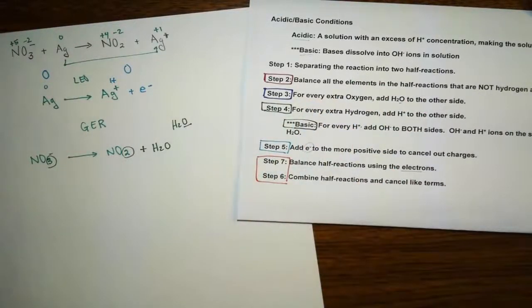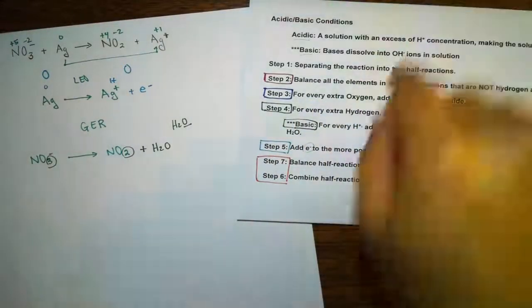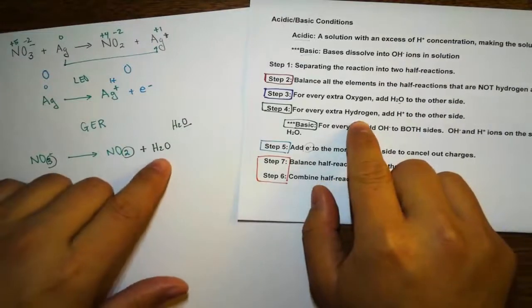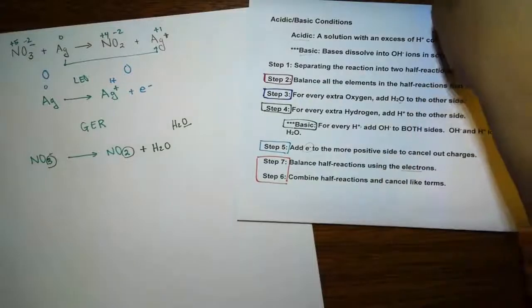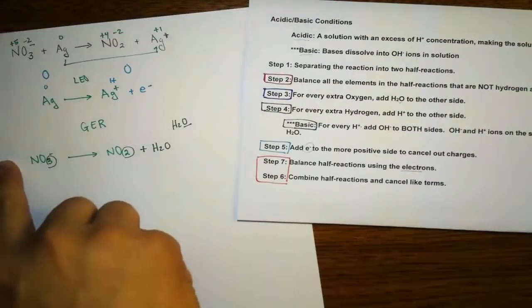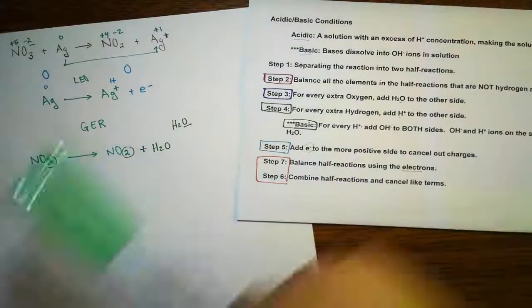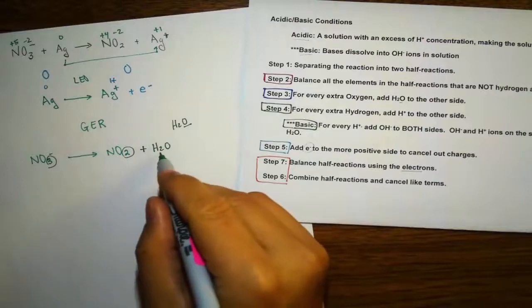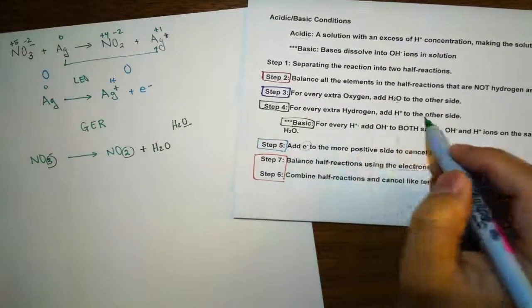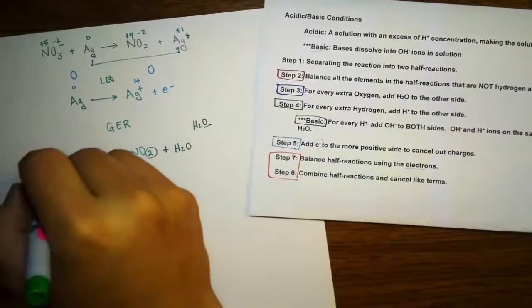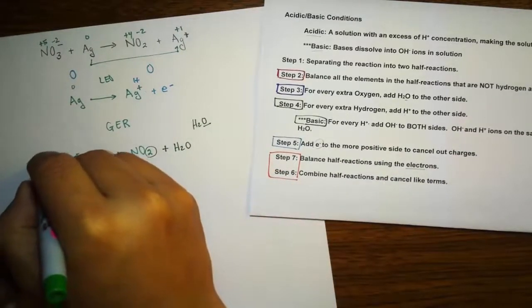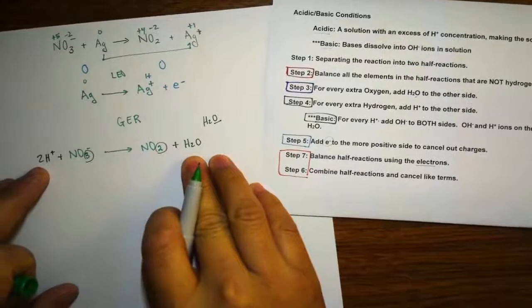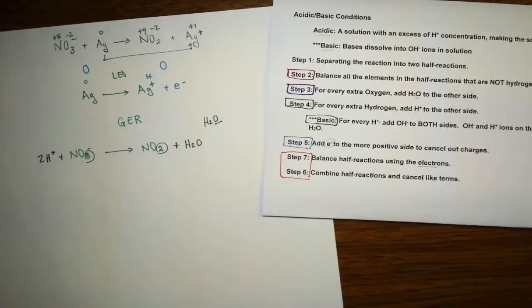And then we go to step 4. Because we're adding water to it, it will change the number of hydrogen. Here we have 2, over here we have 0. So how can I make this side to have 2 hydrogen as well? Of course, I'm going to add 2. So for every extra hydrogen, I would have an H+. So in this case, I'm going to add 2H+. So now both of them have hydrogen. And that's it for step 4.